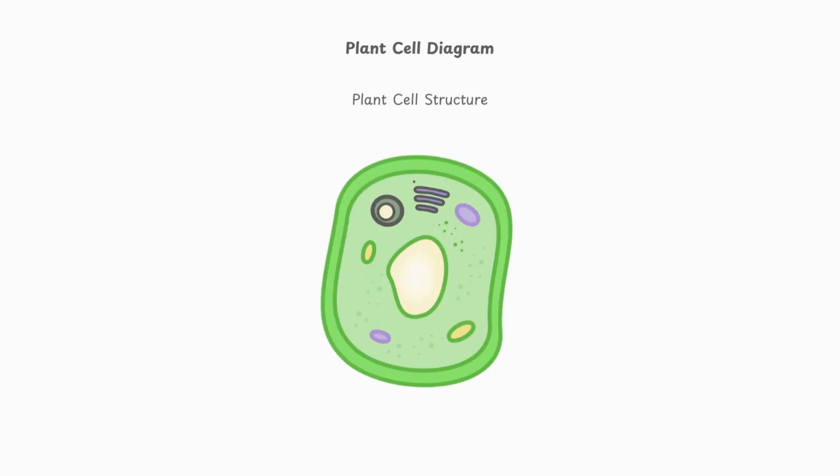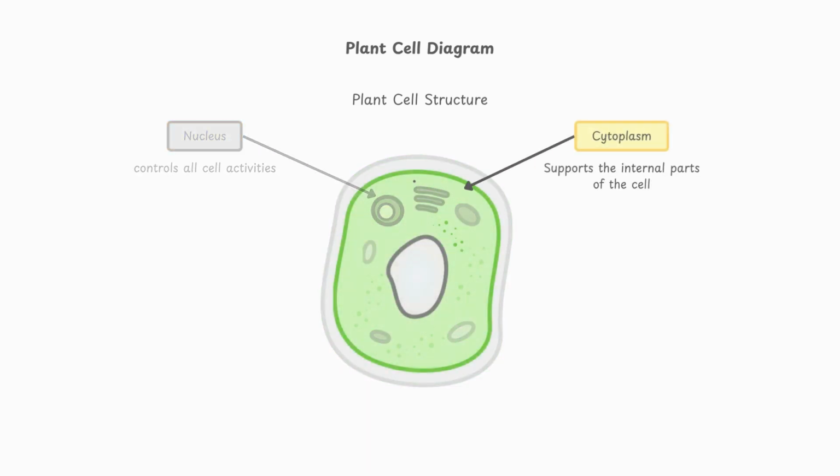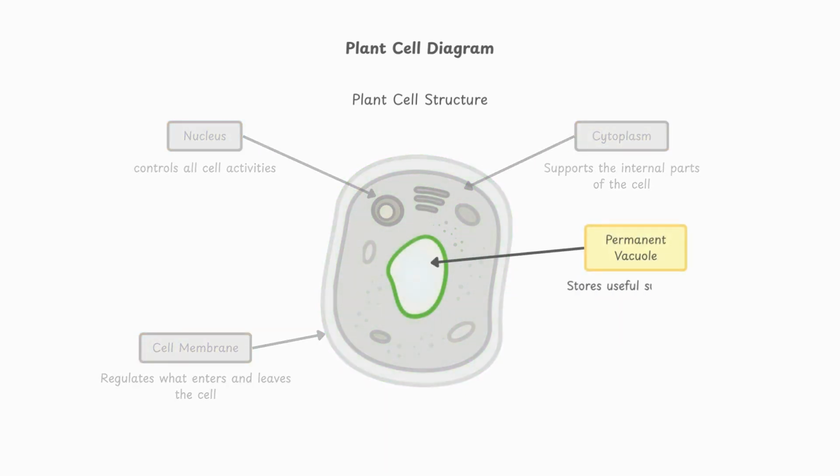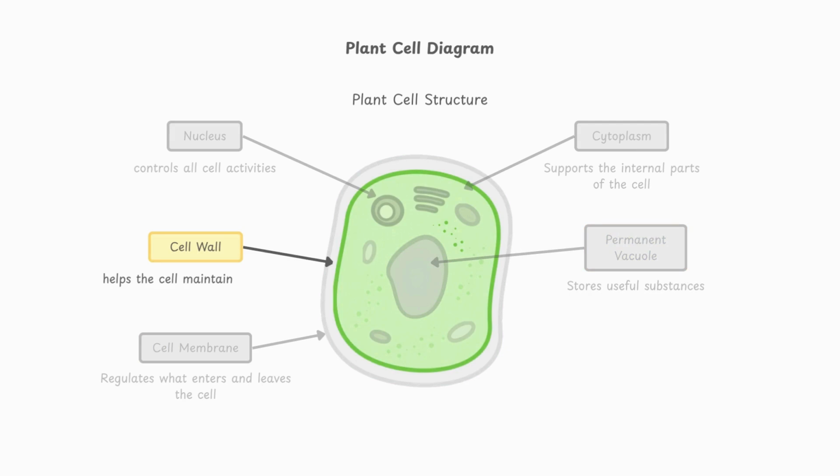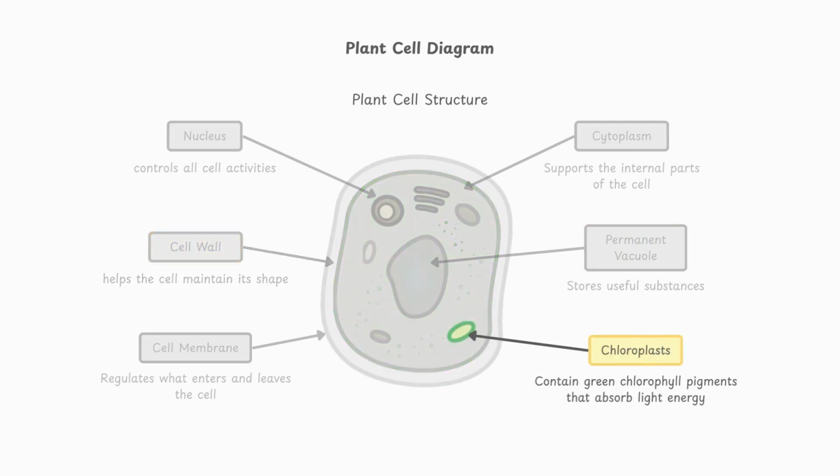Next, we're going to examine the structure of a plant cell and see how it compares. This is the plant cell. Just like animals, it has a nucleus, cytoplasm, and cell membrane. But you'll also notice the big vacuole, the thick cell wall, and the green chloroplasts.